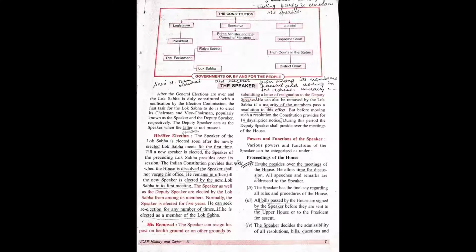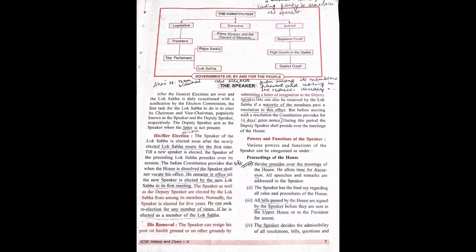All bills passed by the House are signed by the Speaker before they are sent to the upper house or to the President for assent. So all the bills which originate from the Lok Sabha or which come to the Lok Sabha from the Rajya Sabha have to be signed by the Speaker. Only then can it be passed to the President or the Rajya Sabha for approval. Without the Speaker's signature, the bill has no validity.